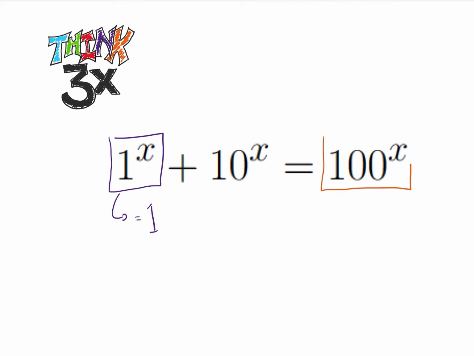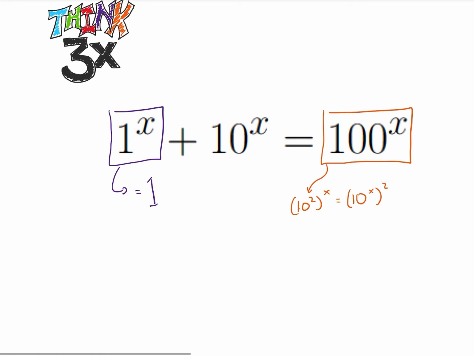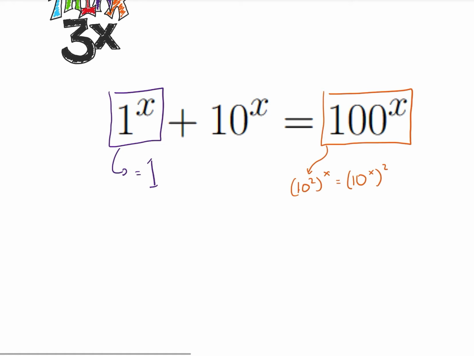Also, if I look at 100^x, what is 100^x? So 100^x is (10^2)^x, and by exponential rules, I can then rewrite this as (10^x)^2. So let's go ahead and relook at this now. So I have 1 + 10^x is equal to (10^x)^2.